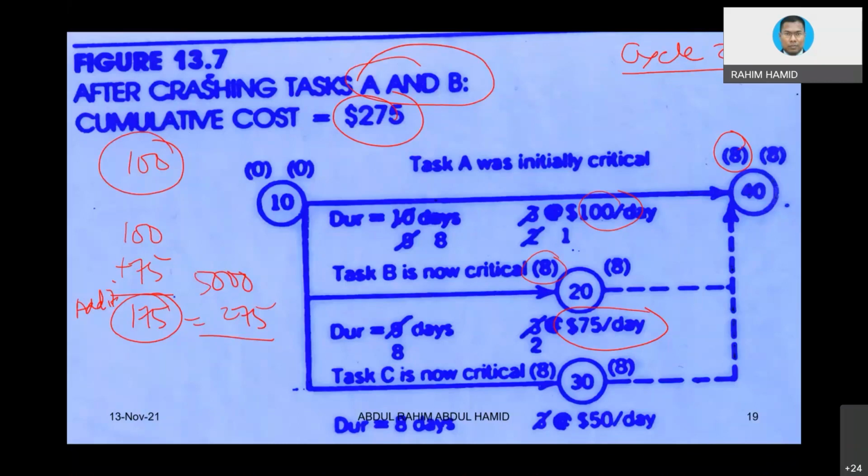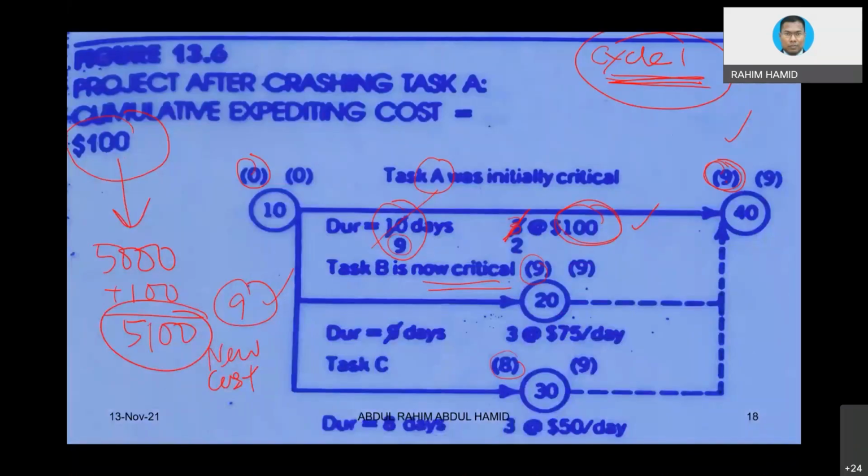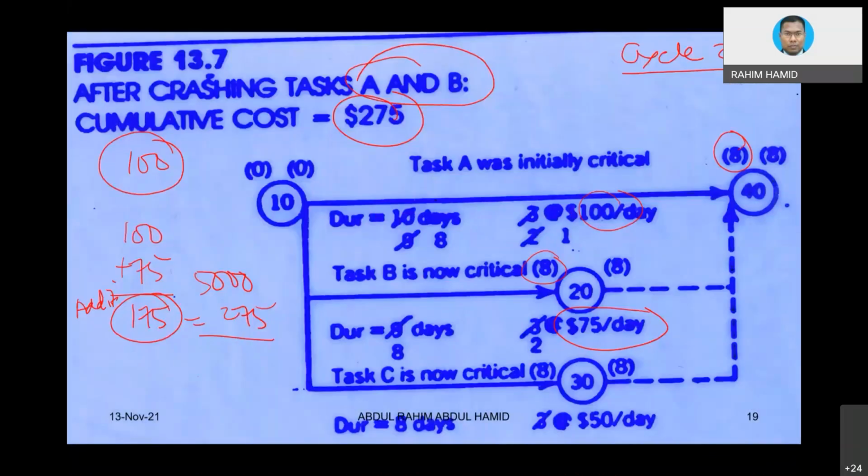Previously, we already have 5,100. You simply add 175. Then you will get 5,275 as a new cost. You can complete in 8 days.